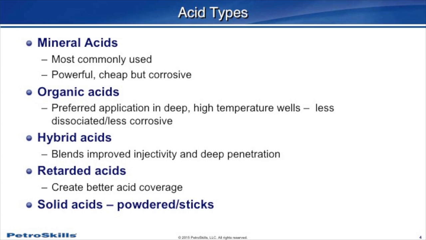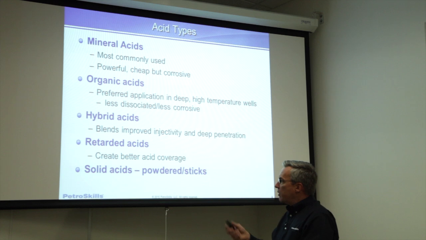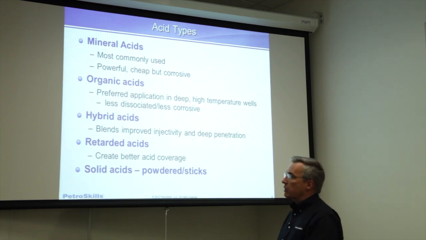And sometimes we use retarded acids, where we intentionally slow down the rate of reaction so that the unspent acid can get out further into the formation before it reacts. And then occasionally we use some solid acids, but we don't use those very often.